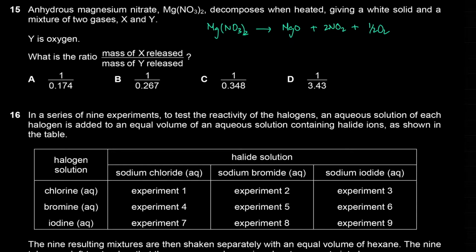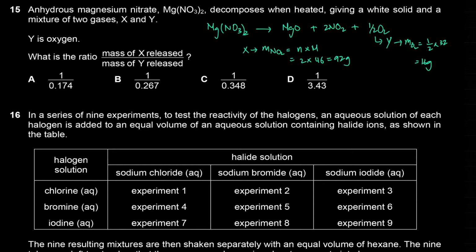So can I say over here that X is obviously nitrogen dioxide. So the mass of X released, which is the mass of nitrogen dioxide, is equal to the number of moles times the molar mass. So we have 2 moles, and the molar mass over here is nitrogen is 14, and then oxygen, we have 2 times 16, so that's 32 plus 14, so that's 46. So this is 92 grams. So 2 moles of nitrogen dioxide have a mass of 92 grams, whereas half a mole of oxygen, that's Y, has a mass of half times 32, which is 16 grams.